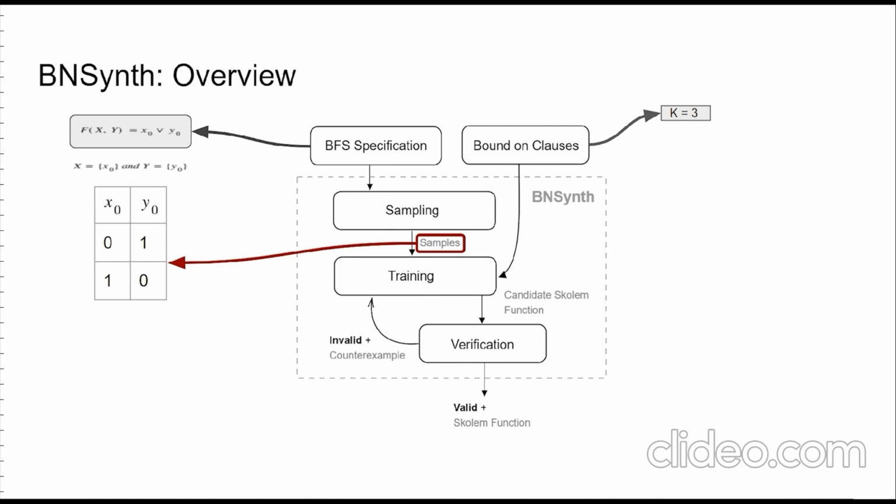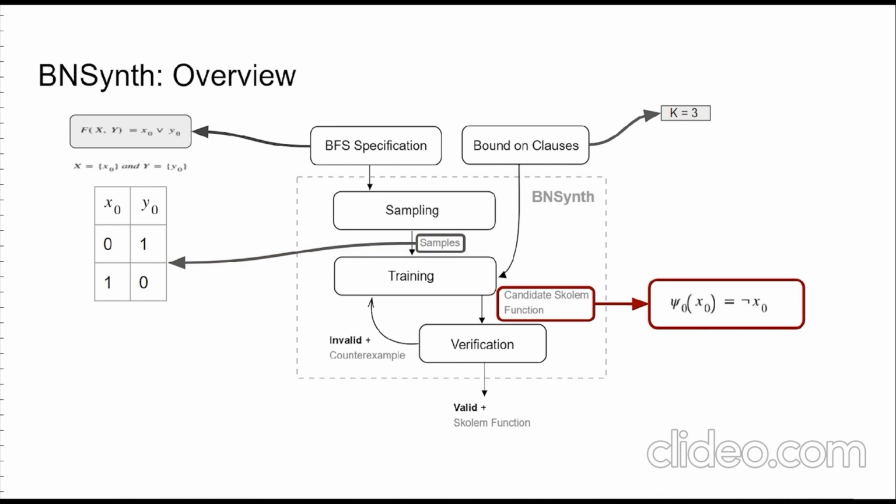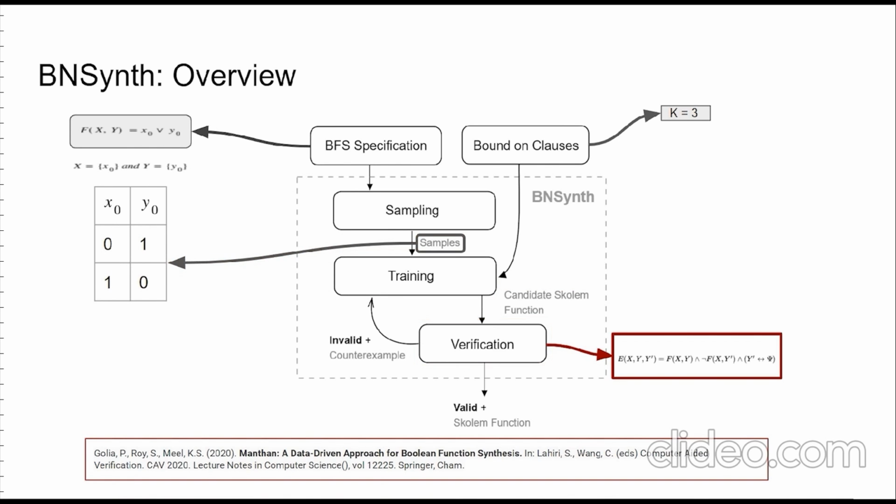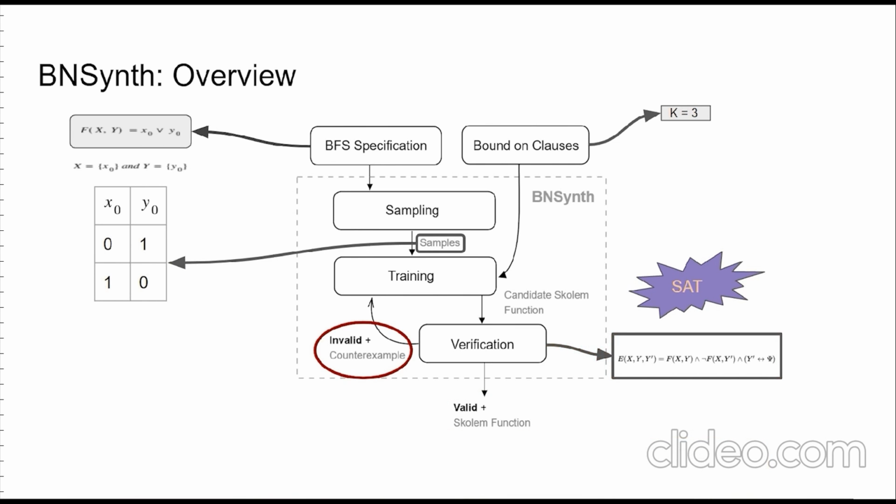In the training phase, the model takes x0 as the input and approximates y0. We'll come back to the training part later. Once the training is over, we get a candidate skolem function. For example, a candidate skolem function can be negation x0. Since the candidate skolem function may not satisfy the specification, we verify this using Manthan's verifier. To verify, Manthan constructs the error formula and checks for satisfiability. If the error formula is UNSAT, it means we get the valid skolem function. Else, the verifier will produce a counterexample. These counterexamples are then added to the existing training data, and the model is trained again on this updated data set. This iteration is performed until a valid skolem function is found.